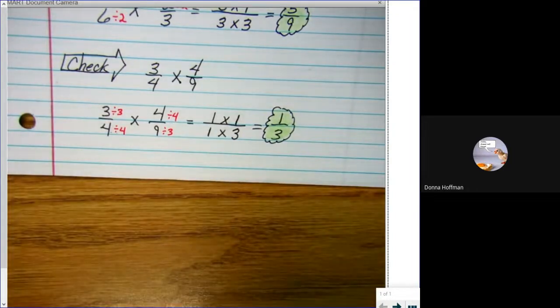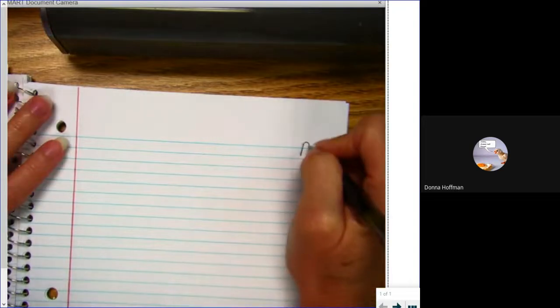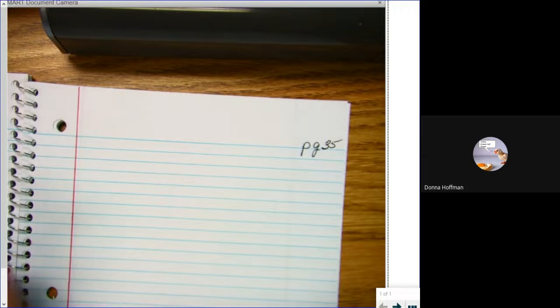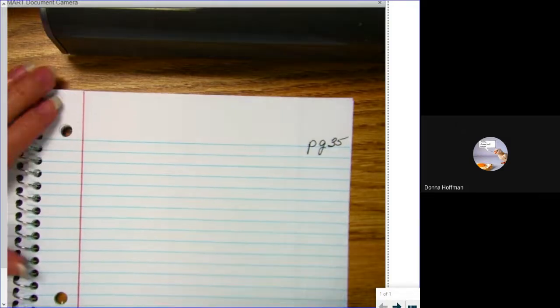So now we're going to move on to page 35. This should be the last page of instruction for today. This example wants you to learn how to multiply fractions by whole numbers, which you can't do. You've got to put your whole number in a fraction format.